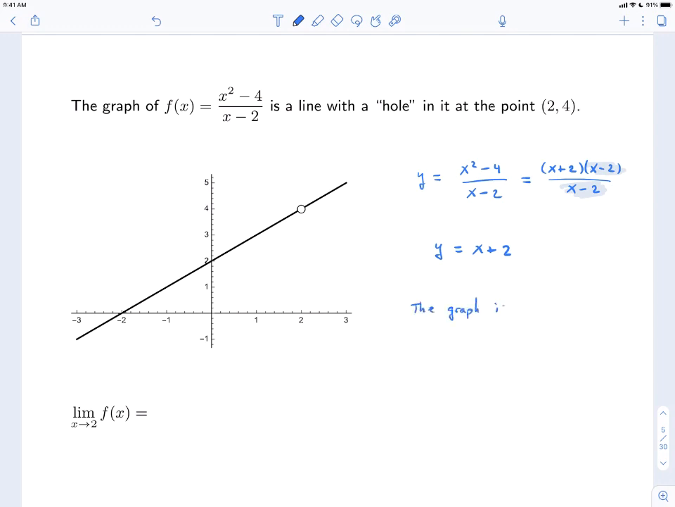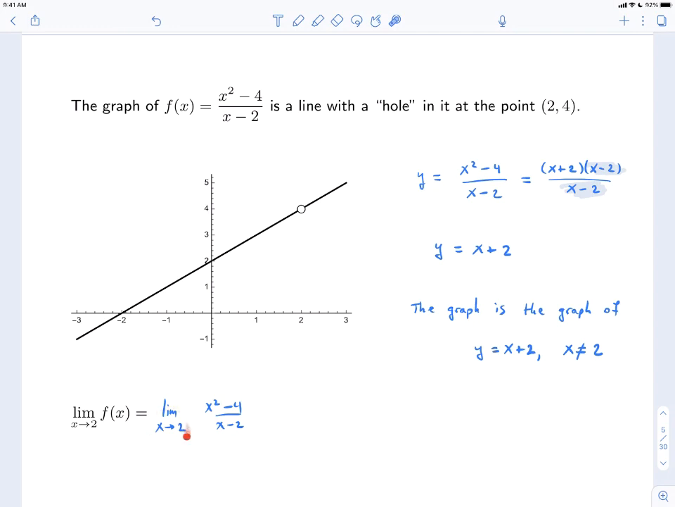So the graph is the graph of y equals x plus 2 for x not equal to 2. That's why we have this little bit of hole in here. So what can we determine from this? Well, the limit as x approaches 2 of f at x is going to be the limit as x approaches 2 of this expression, x squared minus 4 over x minus 2.